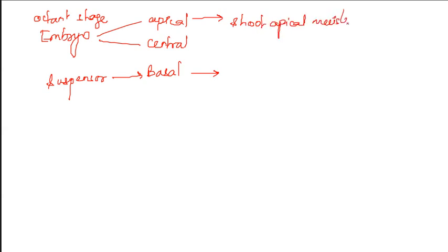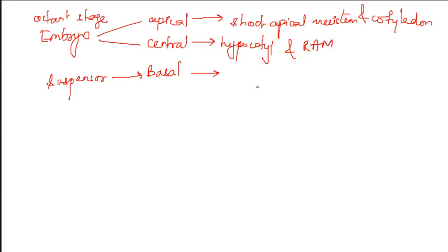The central part of the embryo will form the hypocotyl and the root apical meristem, and I'm writing RAM, root apical meristem. And the basal part is the part of the suspensor which is located towards the embryo. One is haustorium, another one is hypophysis. This hypophysis will form the quiescent center and the root cap. Clear? Please remember the fate of each of the cells.